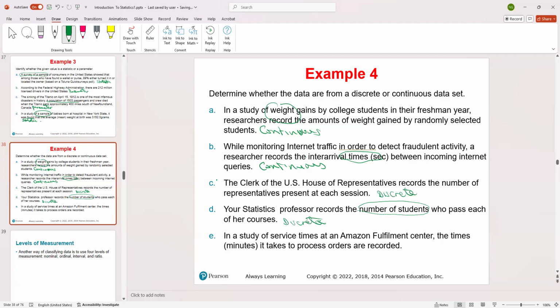In a study of service time at Amazon, the times it takes to process orders are recorded. Any chance it's a decimal? Yes. So it's continuous.